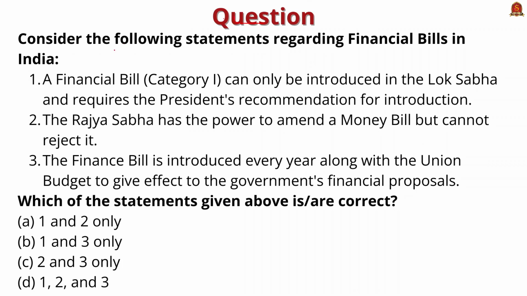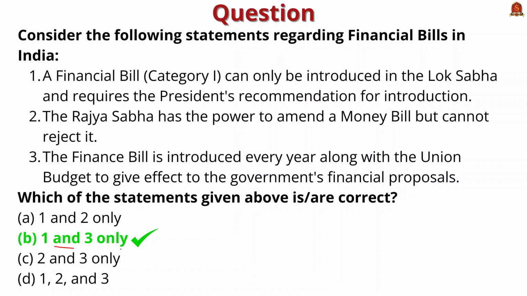Consider the following statements regarding financial bill in India. 1. A financial bill category 1 can only be introduced in the Lok Sabha and requires the President's recommendation for introduction. 2. The Rajya Sabha has the power to amend a money bill but cannot reject it. 3. The finance bill is introduced every year along with the union budget to give effect to the government's financial proposals. Which of these statements given above are correct? 1 and 2, 1 and 3, 2 and 3, and 1, 2 and 3.